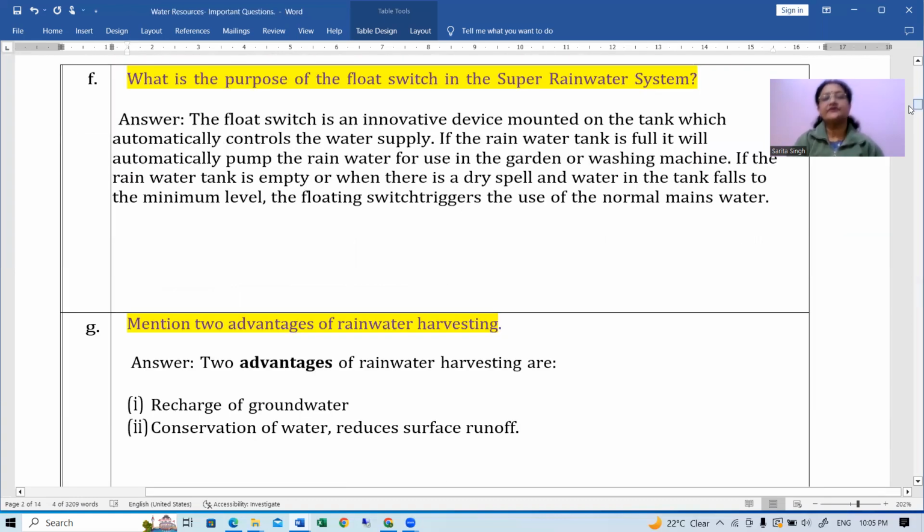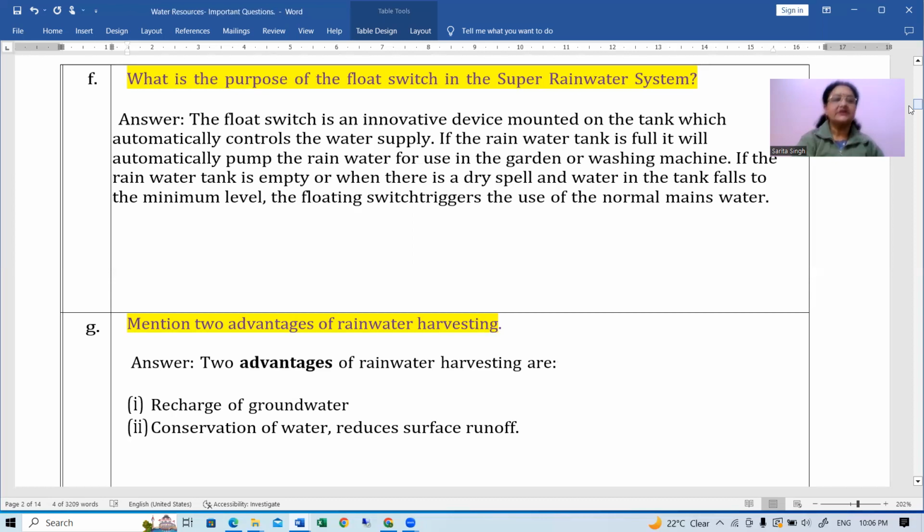Now, what is the purpose of the float switch in the super rainwater system? Again, it is related to rainwater harvesting. The float switch is an innovative device mounted on the tank, which automatically controls the water supply. If the rainwater tank is full, it will automatically pump the rainwater for use in the garden or washing machine or any other area where it is required. If the rainwater tank is empty, or when there is a dry spell and water in the tank falls to the minimum level, the float switch triggers the use of the normal mains water. So this is how it works, right?